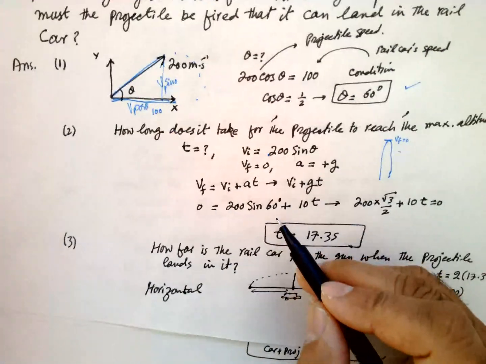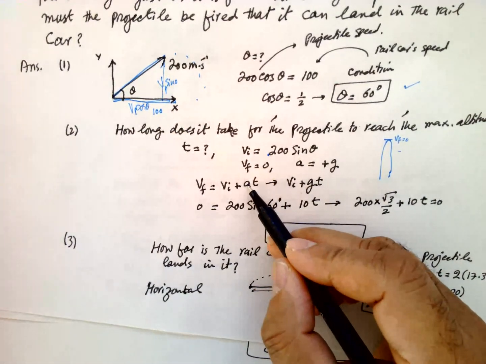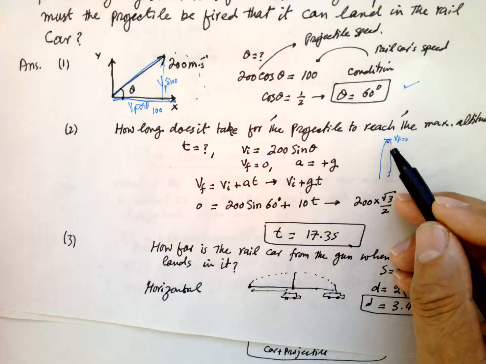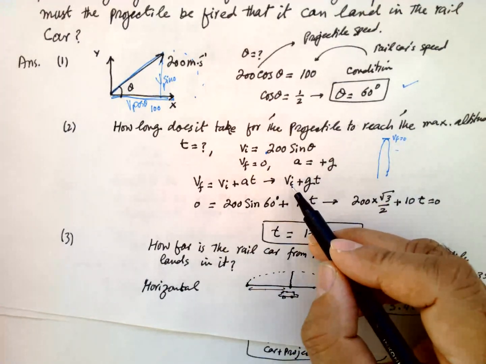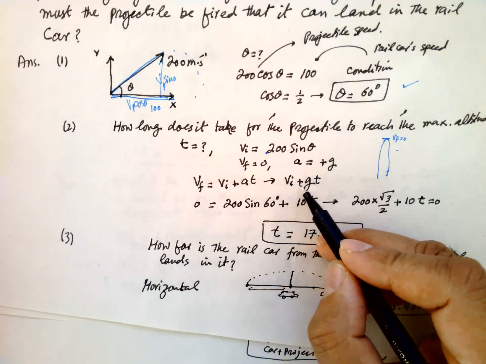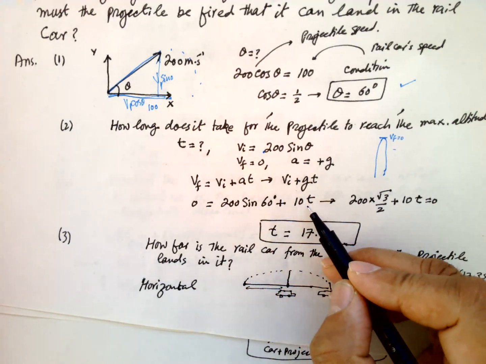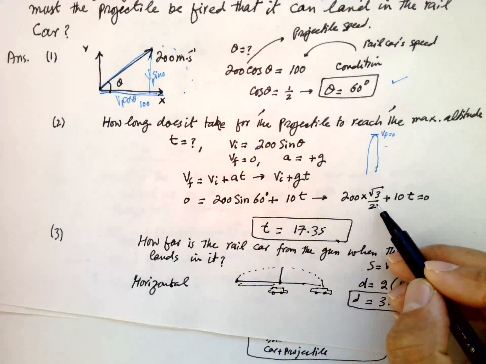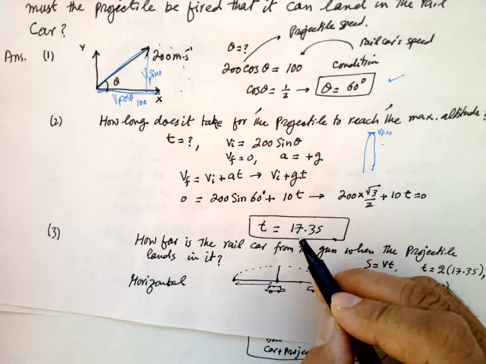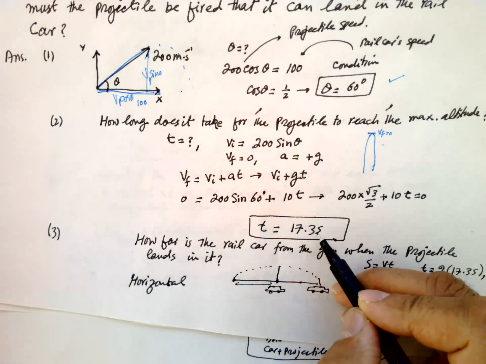Here A is g, which is downward. So it is equal to Vi plus gt. So 0 equals 200 sine 60 minus 10t. From here we can find t is equal to 10 root 3, which is about 17.3 seconds.